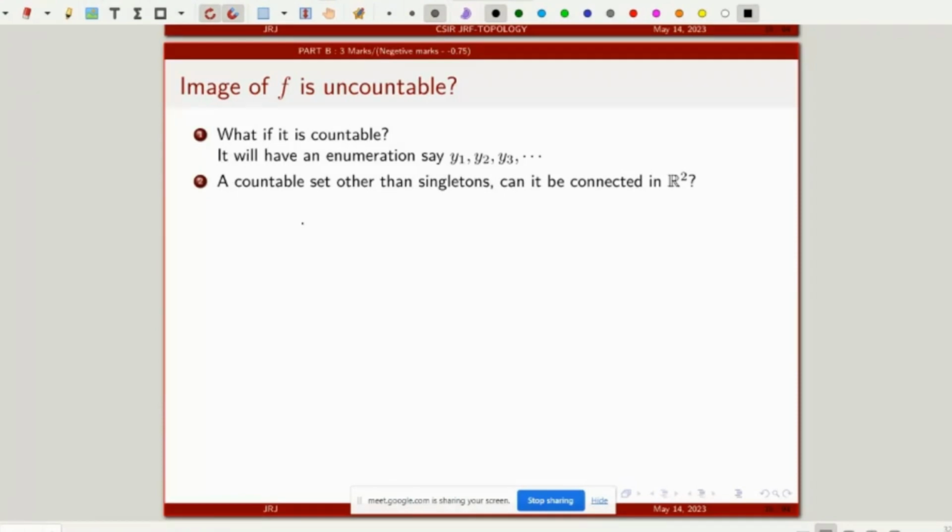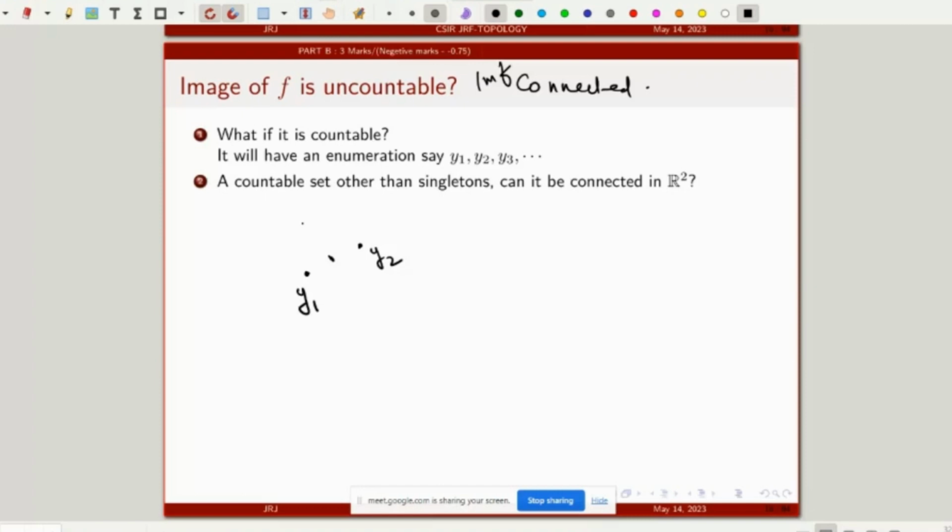Okay. Suppose we know that the image of F is connected. That is fine, right? Now, we have to prove that the image of F is uncountable. So what we will do? We will assume that it is countable. If it is countable, then it has an enumeration. So the image of F equals y1, y2, etc. Now we have R2 in our hands, so we have at least two distinct points, y1 and y2.